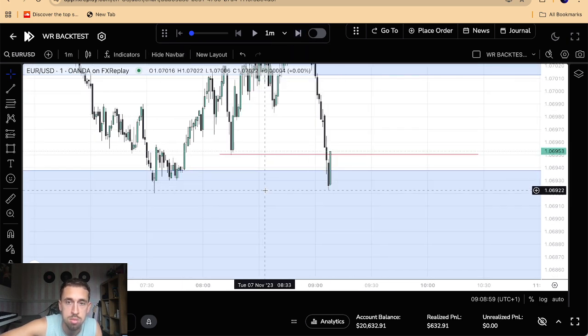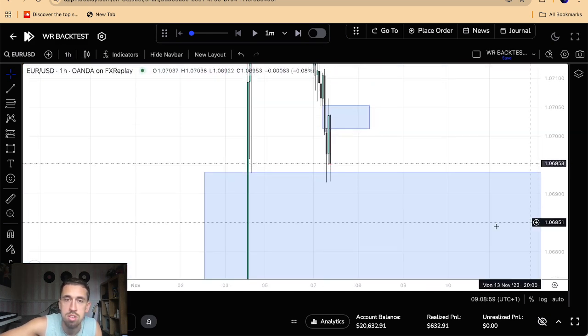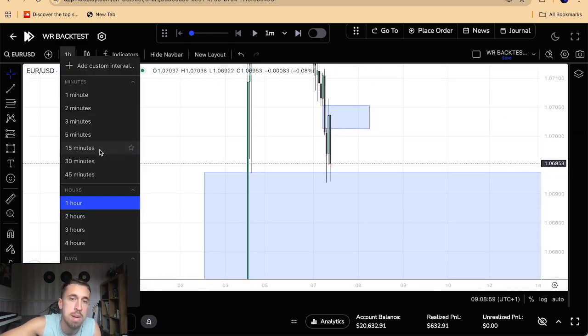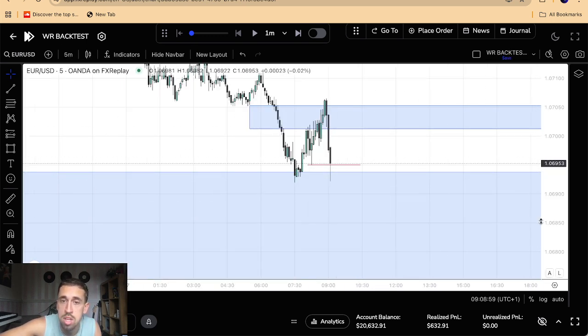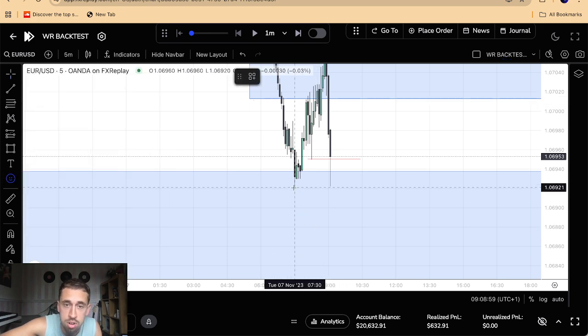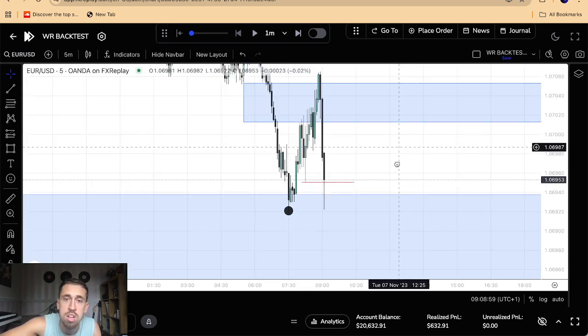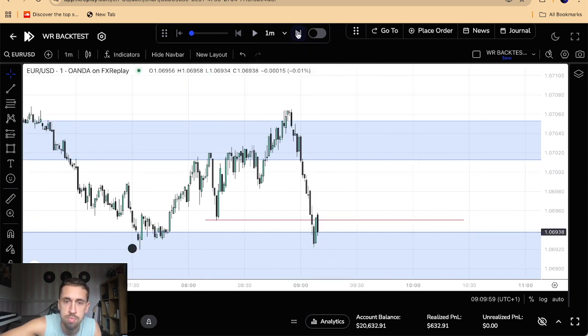Okay, so this is interesting. We shouldn't be coming back to this low if this is the true manipulation. If that's the true manipulation area, then this should hold. So if this low gets taken, then yeah, that's not a good sign.